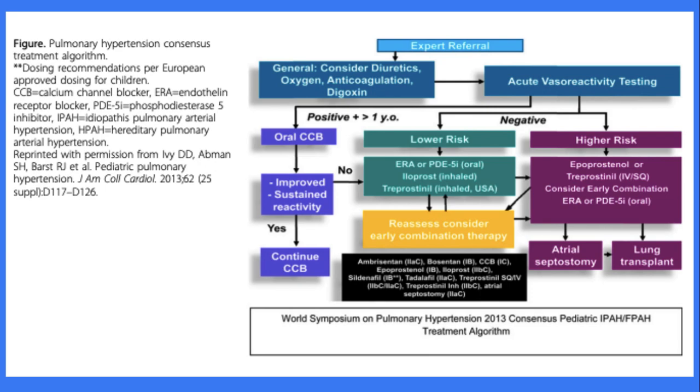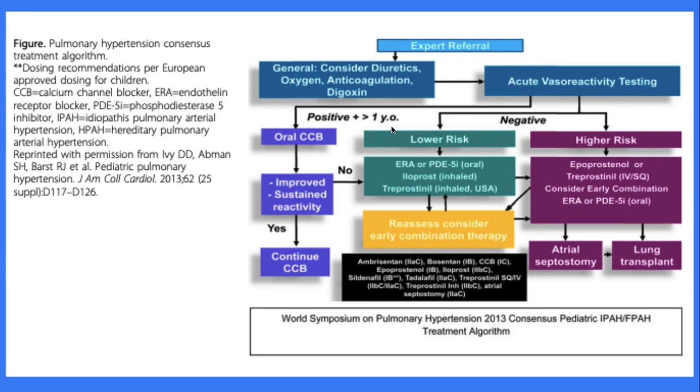I have found also this. This is basically a summary of what we had just spoken about. This is an algorithm from the World Symposium on Pulmonary Hypertension from 2013. You see that you begin with the expert referral, right? You're going to consider your medications, and then you do AVT, or acute vasoreactivity testing.